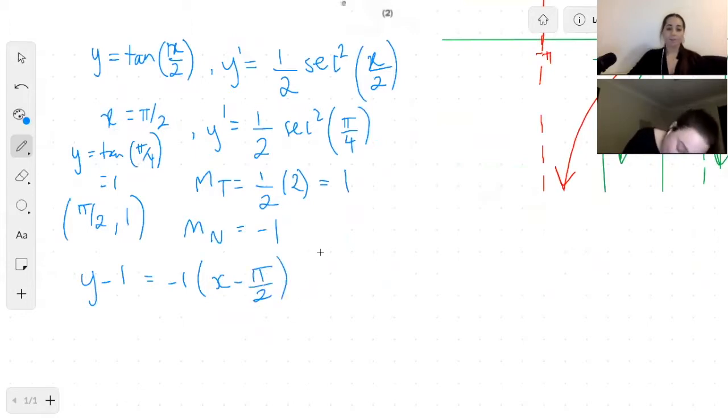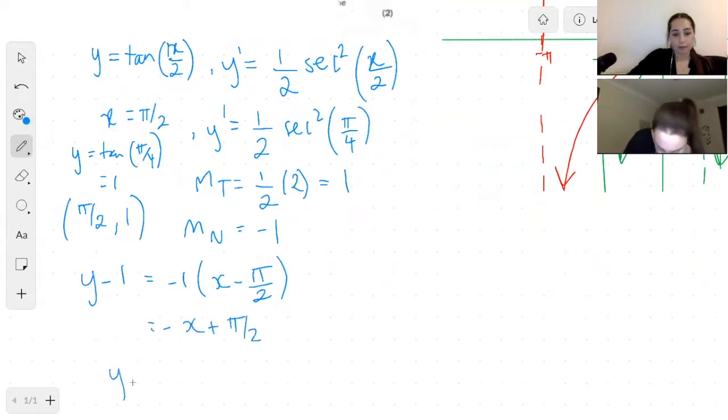Oh, that's nice. It's actually not bad. Equals minus x plus pi on 2. So y equals minus x plus pi on 2 plus 1. Should I just leave it in that form? Yeah, we'll leave it in y equals mx plus b form.